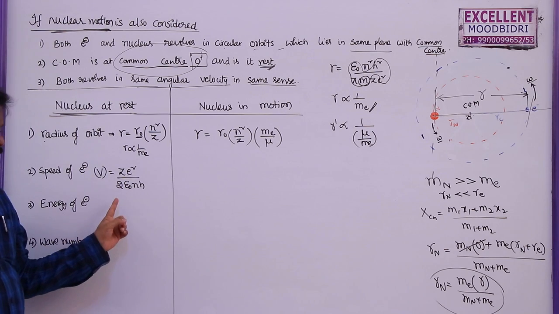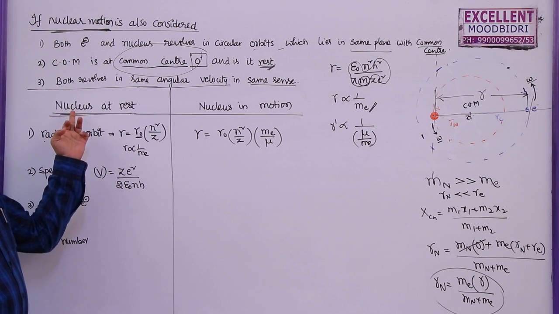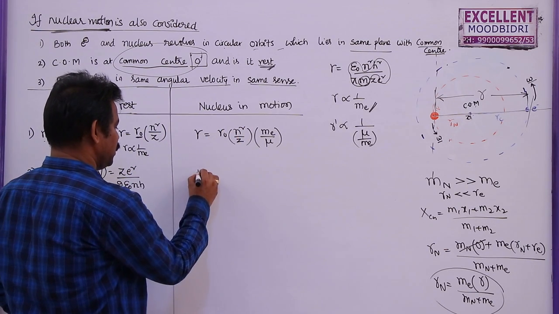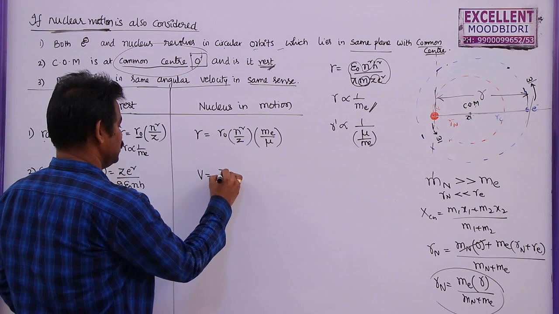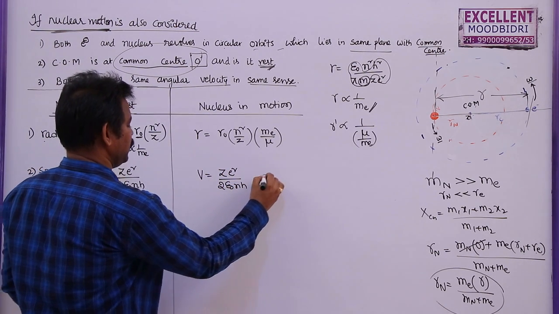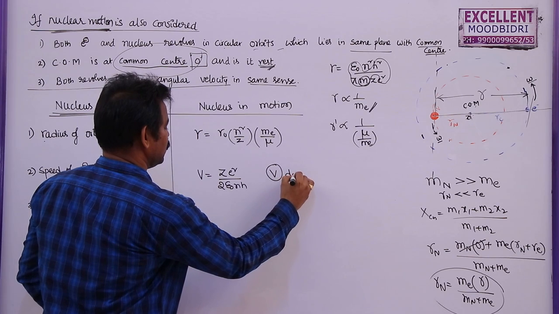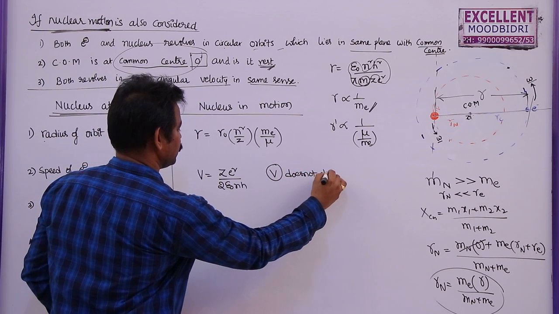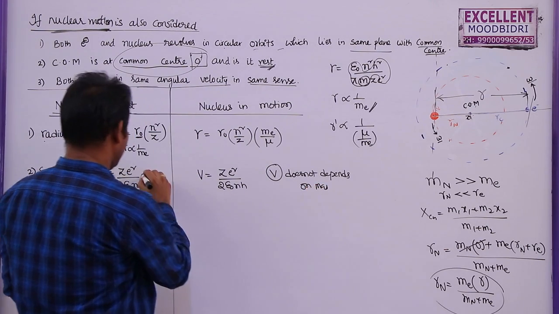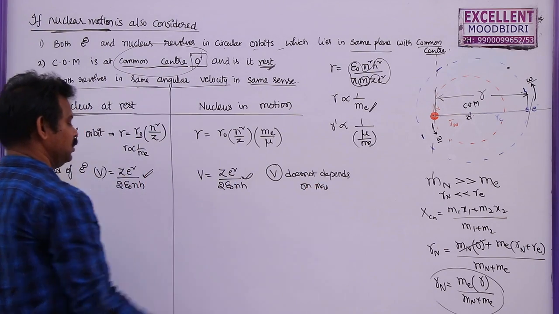In this expression there is no mass. That means whether the nucleus is at rest or the nucleus is in motion, the speed of electron remains as it is. Here also this is z e square by 2 epsilon naught n h, since v does not depend on mass. So we will get the same expression for both cases here.